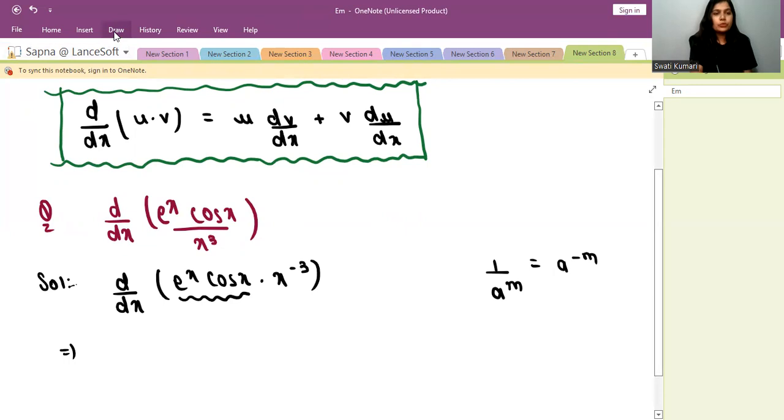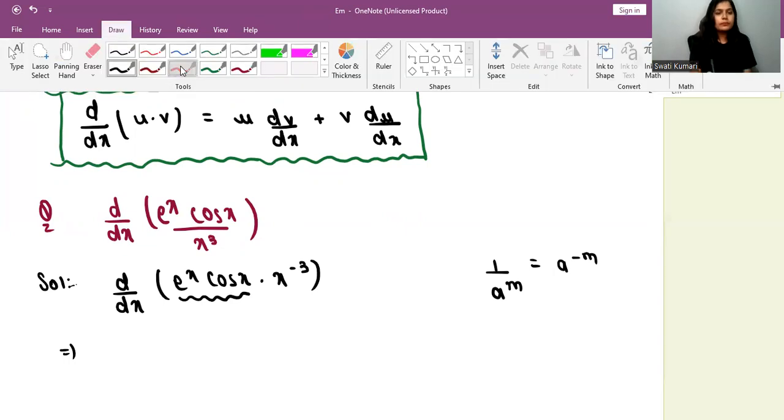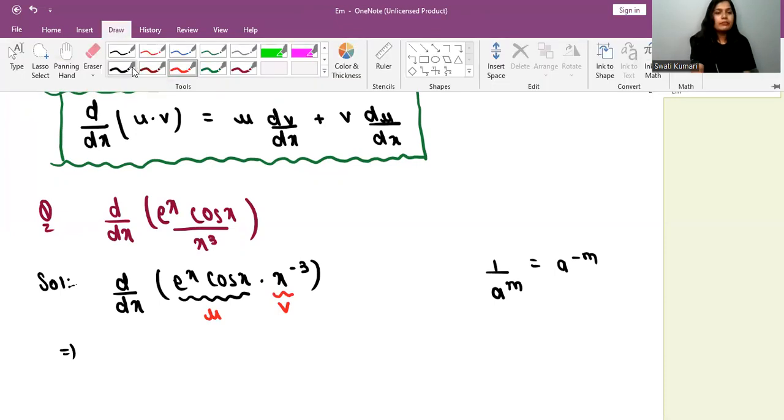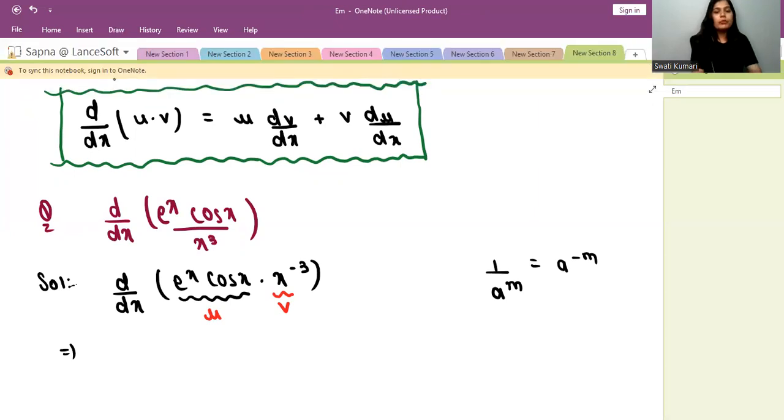I'm just going to use another color for this. So I'm considering e raised to x cos x as one function, which is u, and I'm considering this as another function, which is v. Now we can use the formula and solve it. I'm going to keep u constant, that means I'm going to keep e raised to x constant, and then do the derivative of the second function, which is x raised to minus 3.